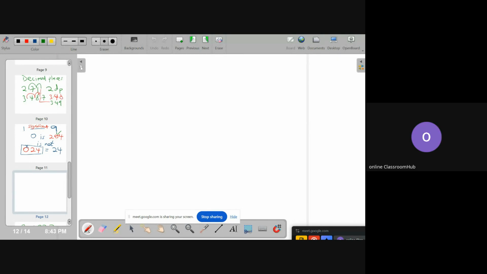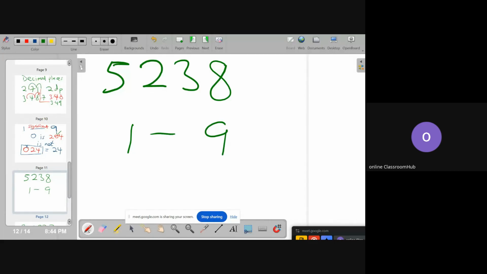So let's take some examples and see how it goes. Let's take whole numbers: 5, 2, 3, and 8. We can say that all these digits are significant. They are important. 5 is important, 2, 3, 8 are important, because we know that every number from 1 to 9 is significant. So in this case, these are all significant numbers.